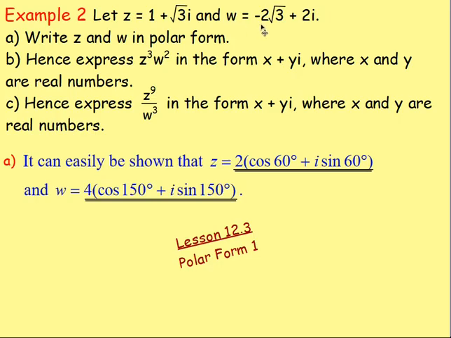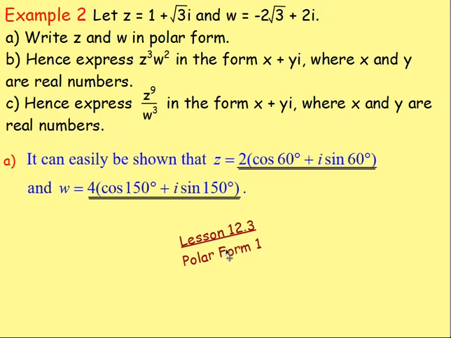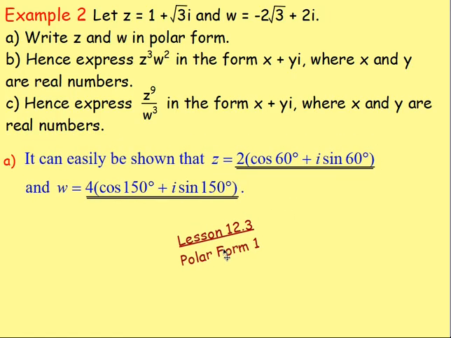Same with w, you would plot the -2 root 3 and then 2, work out the modulus, work out the argument, and what you end up getting is 4 bracket cos 150 plus i sine 150. Again, if you want that, just look back to lesson 12.3 or look back to the first example where I will show you what to do. But this lesson's all about the powers.